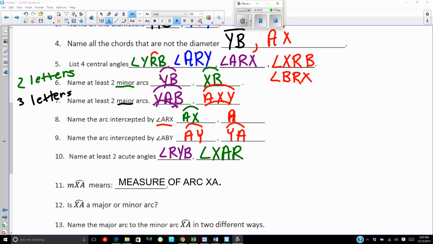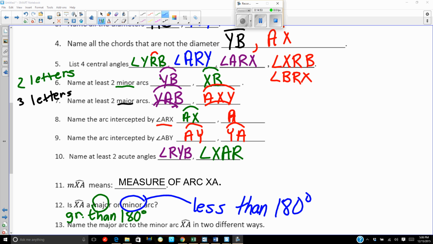All right, number 11, we've got the answer there. That M stands for measure. So when you see that notation, that means the measure of arc XA. And the next question says, is arc XA a major or a minor arc? So remember, major means greater than 180, minor means less than 180. And you should already have that written down in the notes earlier, but that's what major and minor arc means.